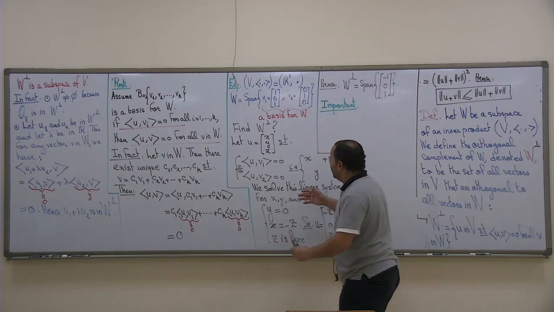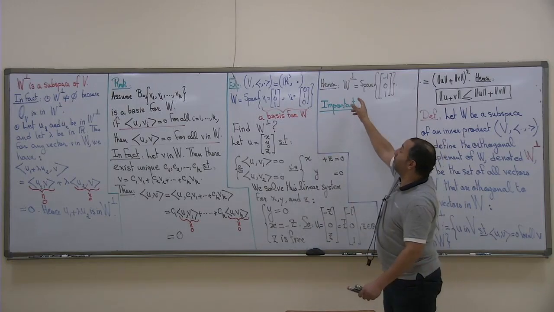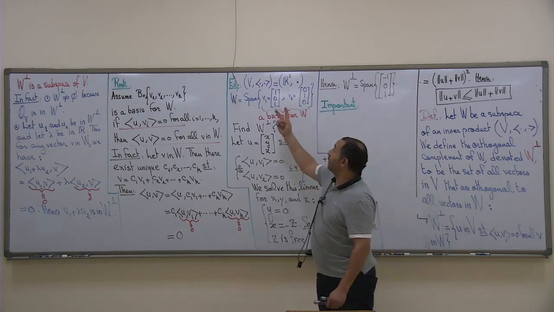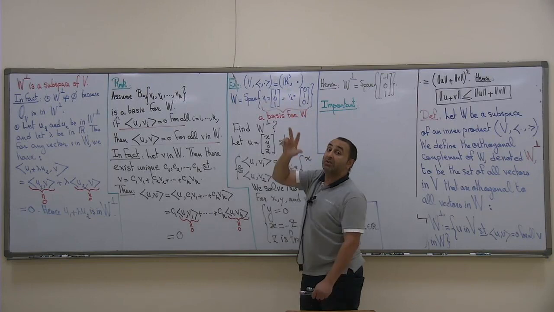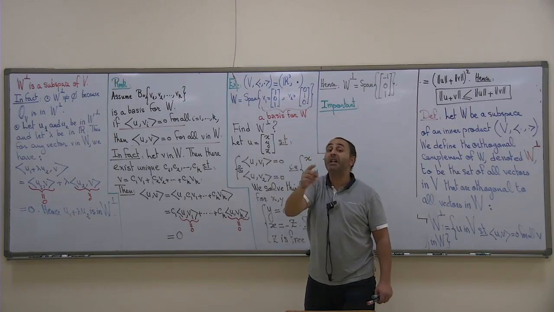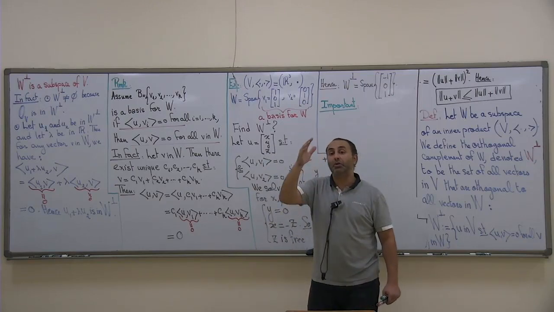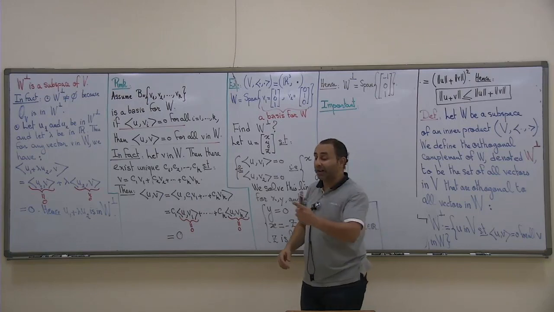So basically here, before even solving the problem, I know that W perp must be spanned by only one vector, because the dimension of W is 2 and I'm inside a vector space of dimension 3, so the orthogonal complement must have dimension 1. So before even solving this, I know that my W orthogonal, the orthogonal complement, must be spanned by only one vector.